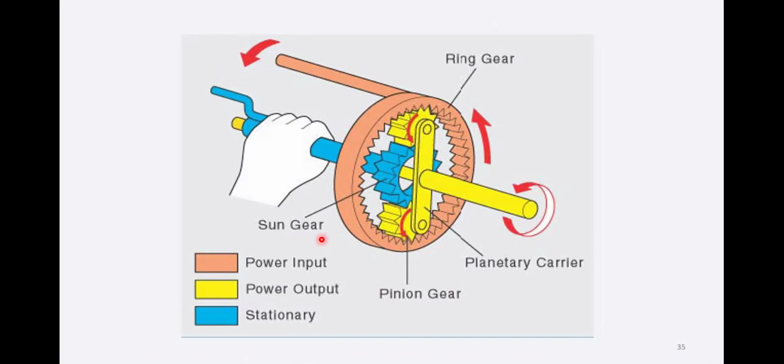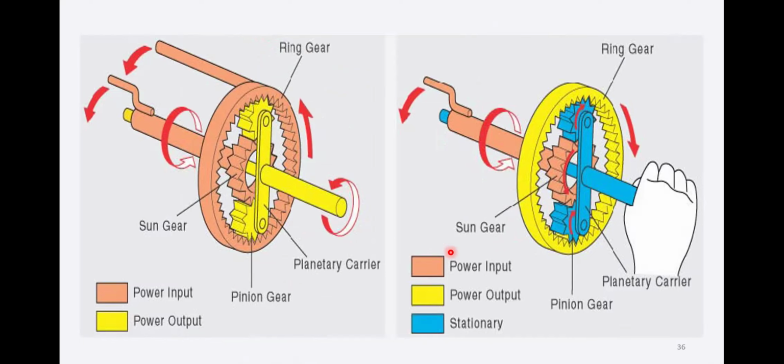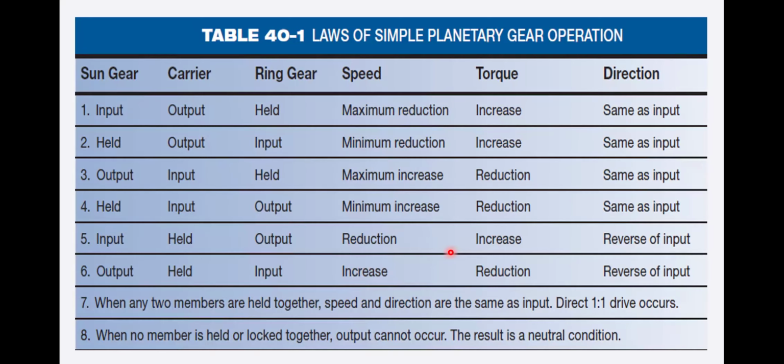So basically here we are giving power input to the ring gear, then yellow is the power output to the planet carrier, and blue is the sun, which is stationary. So these are a few conditions and some other conditions. Same chart which I have shown you previously. Here, when any two members are held together, speed and direction are the same as input. So the direct 1:1 drive occurs. When no member is held or locked together, output cannot occur. The result is a neutral condition.